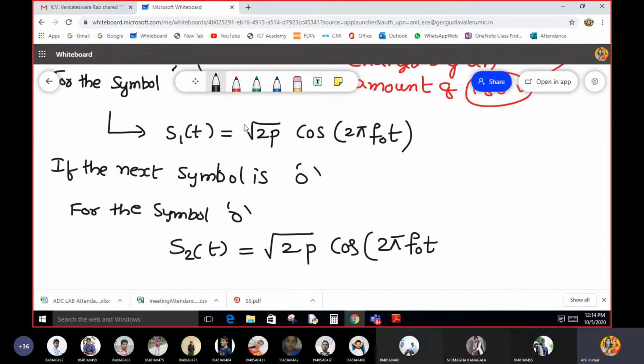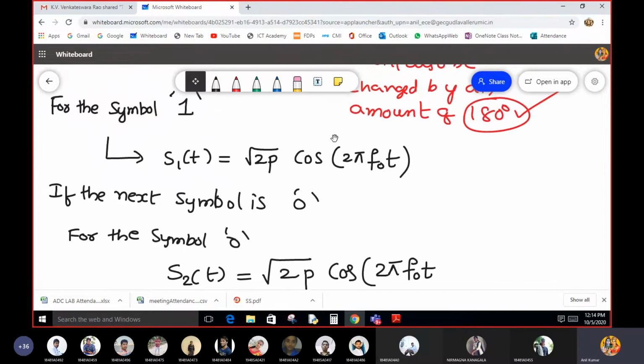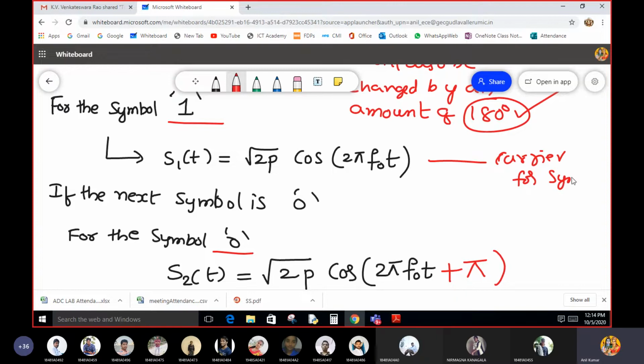All of you please look at this one. If there is a change in the symbol from logic 1 to logic 0, the corresponding carrier signal will be as follows. Look at this difference: this is the carrier signal for symbol 1 and this is the carrier signal for symbol 0. Is it okay? So now look at this one. What are the changes you identified?